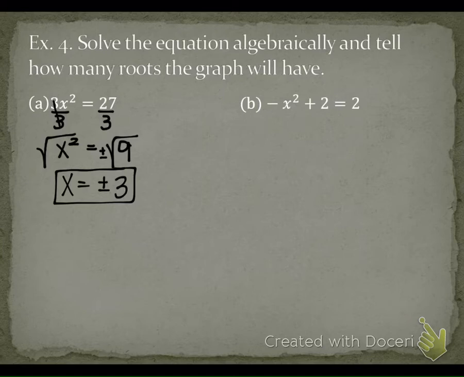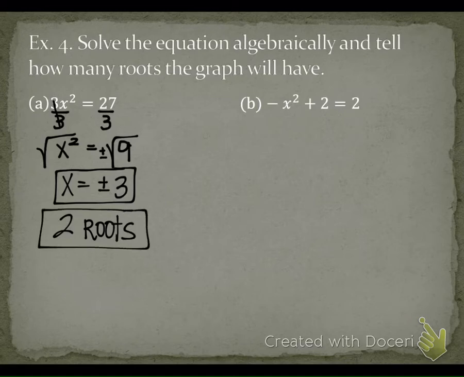It has 2 x values, which means it has 2 roots, which means the graph would cross the x-axis at 2 different spots. It would cross it at 3, and it would cross it at -3. Okay? The main thing I'm trying to get you to understand right now is roots, solutions, and x-intercepts are all the same thing. All right?